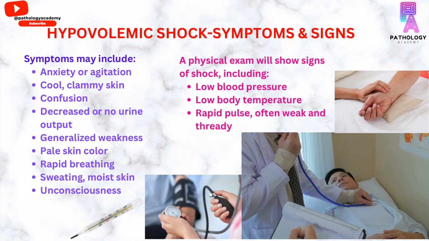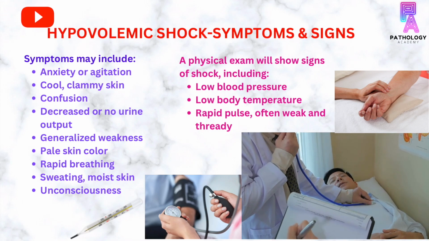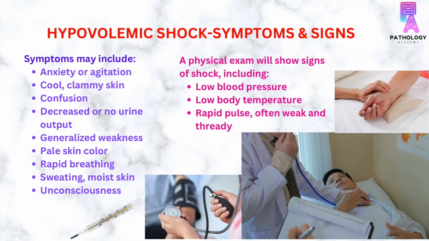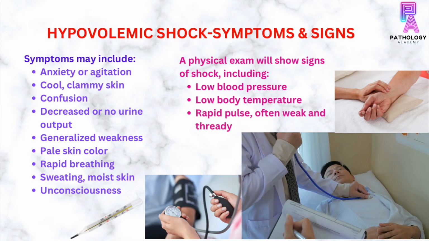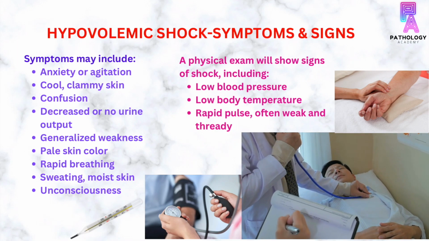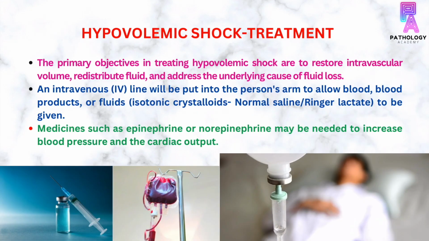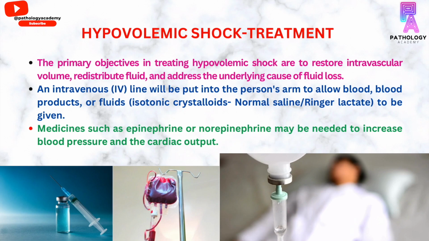When the physical examination of such patients is done, there will be low blood pressure, low body temperature and rapid pulse, which is often weak and thready in such cases. For the treatment of patients with hypovolemic shock, an intravenous line will be put into the person's arm to allow blood products or isotonic crystalloid fluids. Medicines such as epinephrine or norepinephrine may be needed to increase the patient's blood pressure and cardiac output.